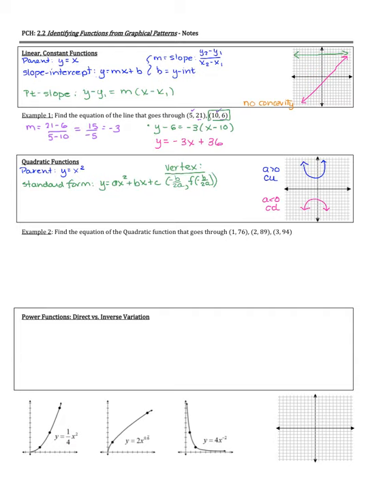Then you guys have vertex form, which is nice because that one shows you the vertex right away. That's y equals a times x minus h squared plus k, where your vertex is h, k. And then lastly, you have what's called the intercept form.